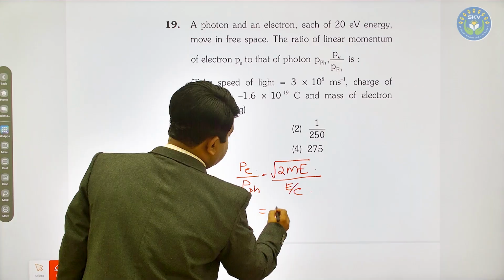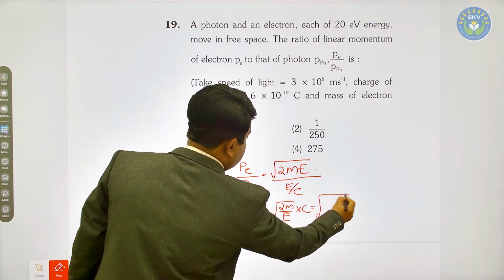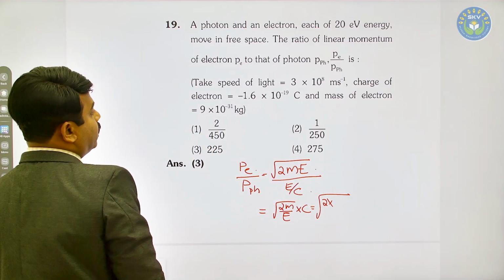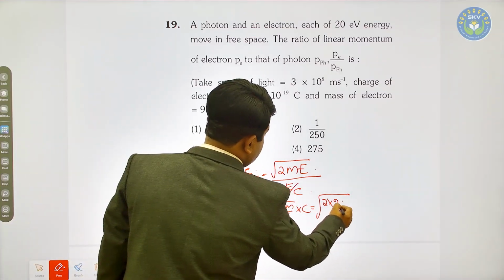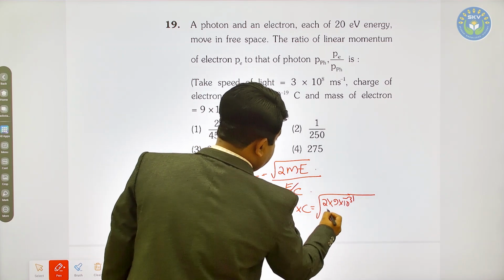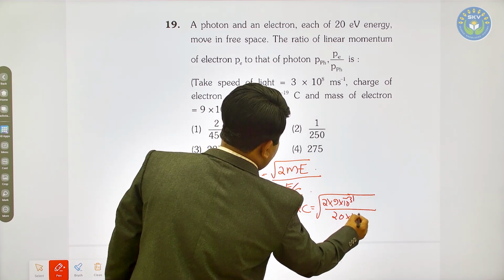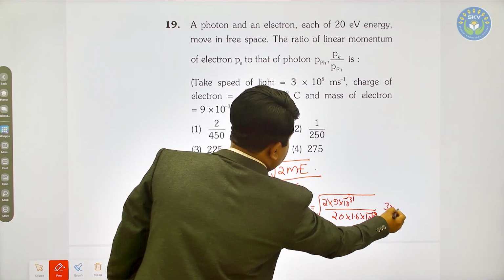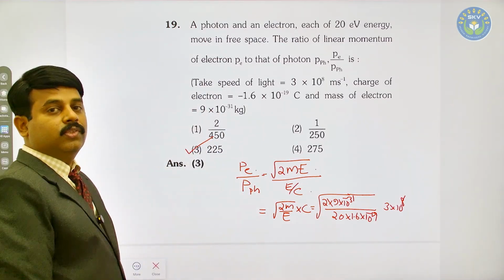Then by substituting, root 2mE divided by E by c, that is root 2 into m value given. Mass of electron they given, that is 9.1 into 10 raised to minus 31, and the E value they given, that is 20 electron volt, 20 into 1.6 into 10 raised to minus 19, and the c value, that is 3 into 10 raised to 8. By substituting these values, we get option 3 as the answer.